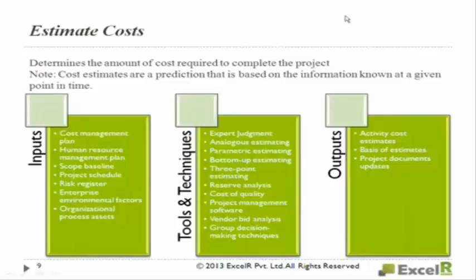I have considered the current cost, not the cost at the time that will be procured. Or you have considered the cost that will be procured. Tentatively, you thought it would be 120 rupees, so you put the switch as 120 rupees. You may mention that. The basis of estimates you have to put. And project document updates. Okay, so these are the inputs, tools and techniques and outputs you look into related to estimate costs.